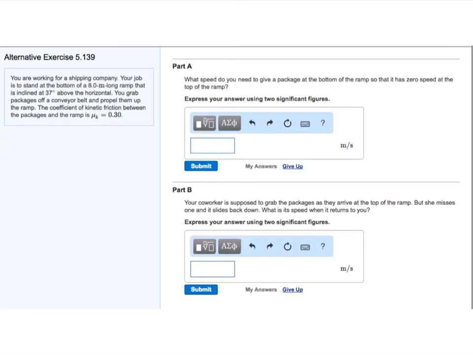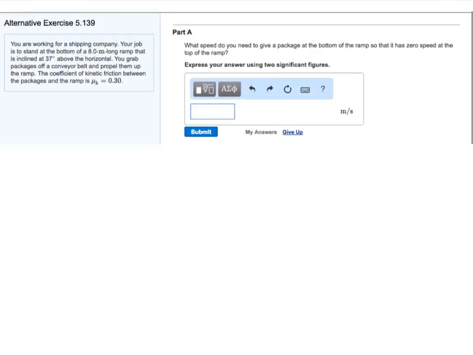Alright, so now we're ready to look at another problem, and I chose this problem not only because it has friction, but because it also has an inclined plane, and you use some information that you learned in a previous chapter. So we have this inclined plane. Alright, so we have our incline here. So this is our ramp for our packages.